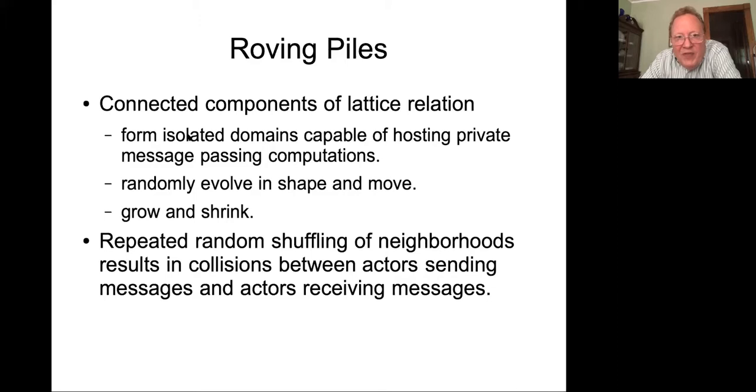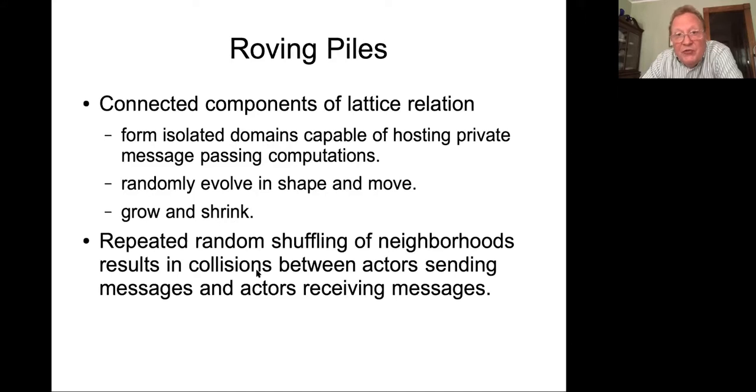These piles, so-called roving piles, are the connected components of a lattice relation. I will show you this in a second. They form isolated domains capable of hosting the message passing computations, which are the basis of the artificial chemistry. Significantly, the roving piles rove. They randomly evolve in shape and move. They grow and shrink. And repeated random shuffling of neighborhoods within the pile results in collisions between the actors, and that drives the computations, diffusion driven. So let's see some pictures.